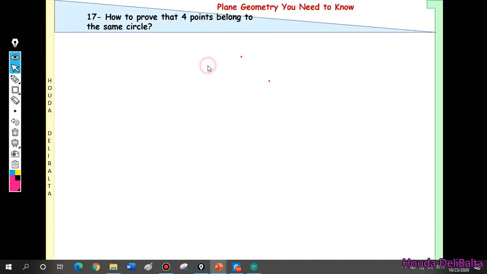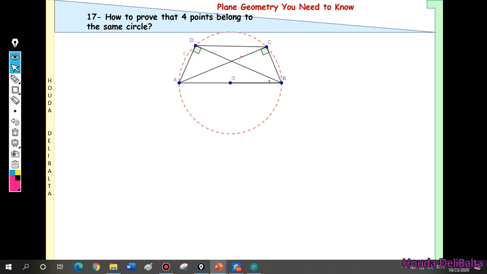And here we go with another figure about proving that 4 points belong to the same circle. We have a trapezoid ABCD, and here are these diagonals, and we have right angles here. Then definitely this trapezoid is going to be inscribed in this circle, and the diameter of this circle is the common side facing these right angles, which is called the hypotenuse as well, and the center of the circle is the midpoint of this side as well.